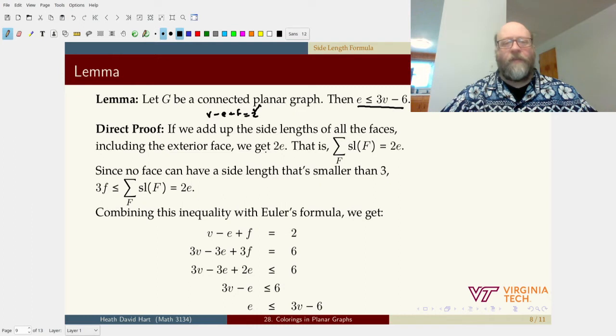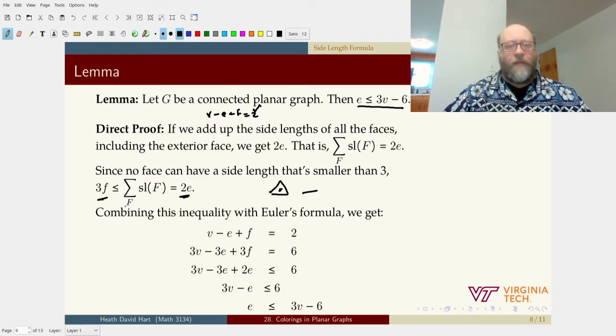If we add up all of the side lengths, we get 2 times the number of edges, because we're counting every edge on both sides when we count all the side lengths. So the sum of all the side lengths is equal to 2 times the number of edges. No face can have a side length that's smaller than 3. That is, if we're going to have an interior, we have to have 3 edges. A single edge that we traverse once and twice doesn't have an interior to it. So no face can have a side length that's smaller than 3. And so 3 times the number of faces is less than or equal to the total of the side lengths. And so we have 3f is less than or equal to 2e.